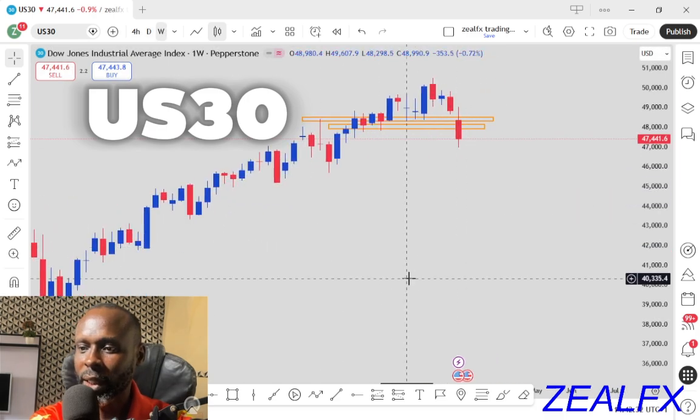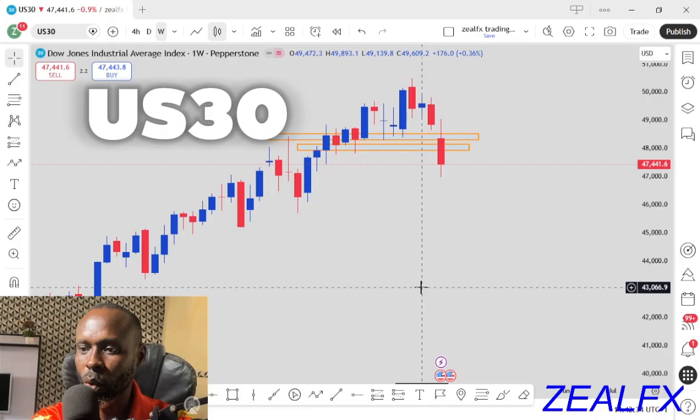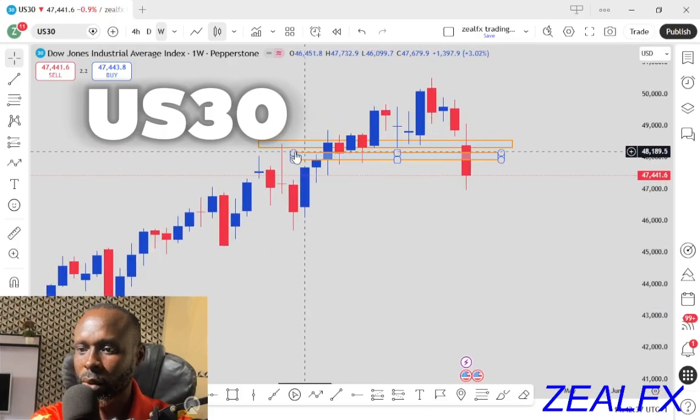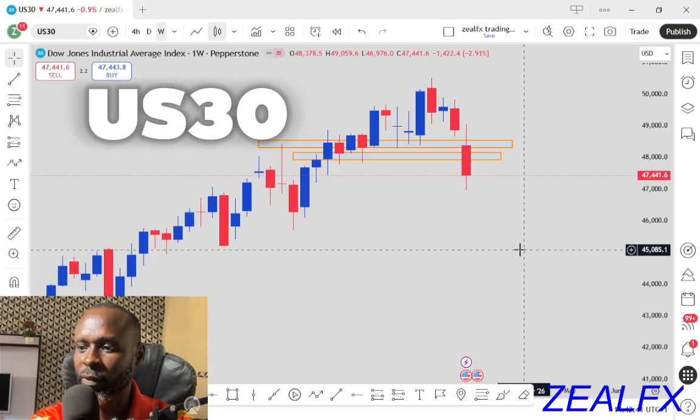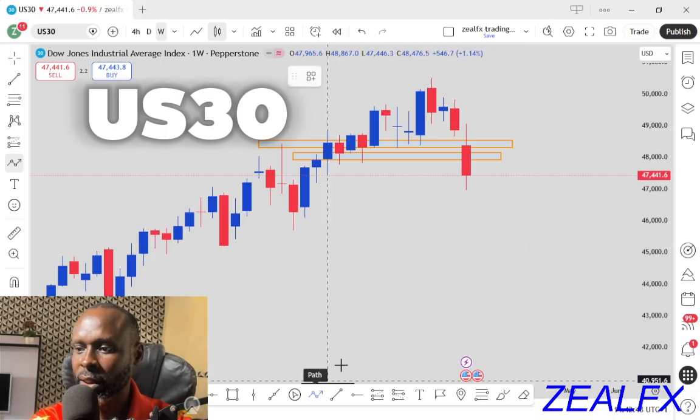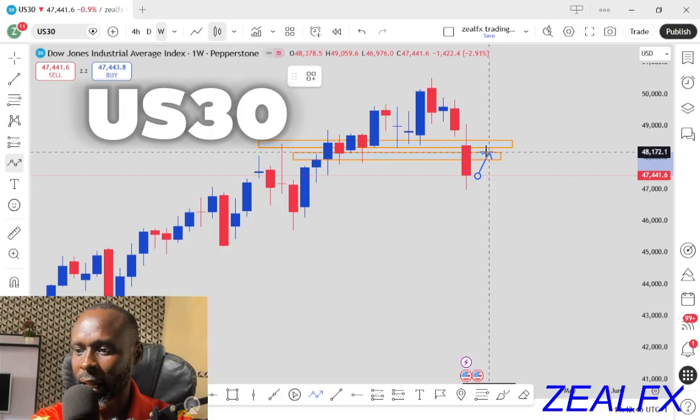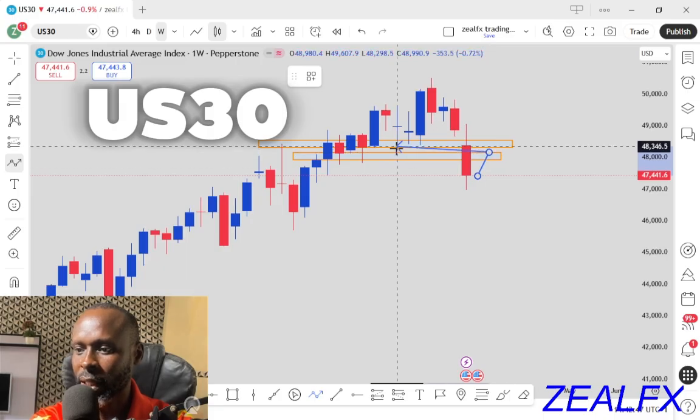So the US30 on the weekly chart closed on a resistance level. Long price close on this resistance level. This is an indication of more selling opportunity for the US30, and this is indicating price reversal to this resistance level, which is this resistance level.